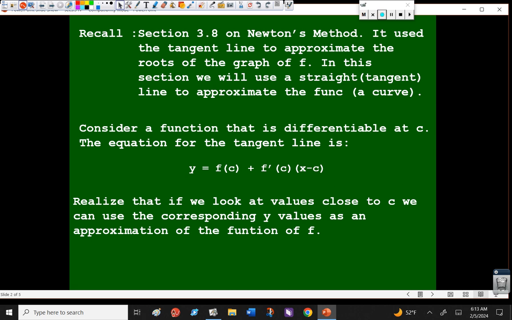Now, realize that if we look at the values close to c, we can use the corresponding y values as an approximation of the function. Again, if you have a tangent line at some value, and we'll call it c, small windows around that c value will approximate the function itself. This is still kind of Newton's method, but it's Newton's method not to find the zeros, but to find any value on the function.